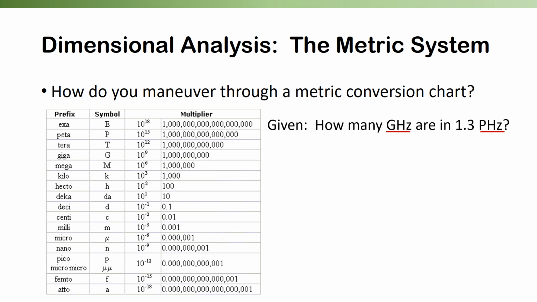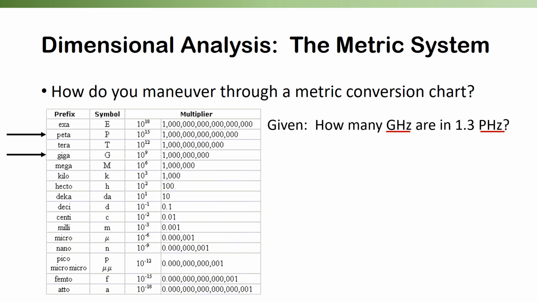So now let's go to our chart, and we're going to identify our players. And we're going to find these guys at the top. So here is our giga, and there is our peta. And we see what their multipliers look like. Ooh, we have a lot of zeros in the numbers, so I'm going to use the exponents instead of the numbers to work this problem. I think that'll be easier.